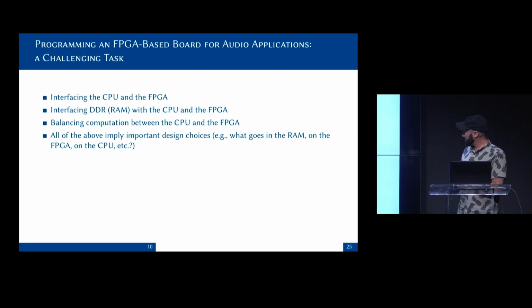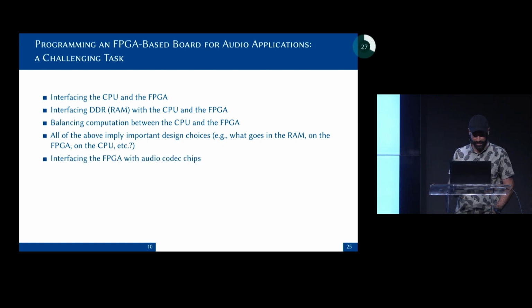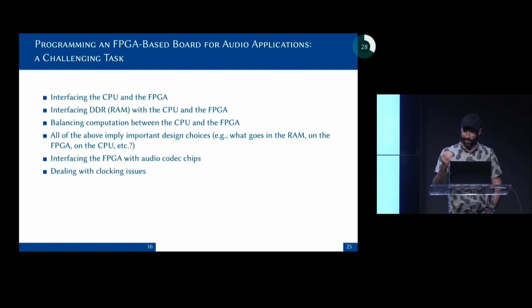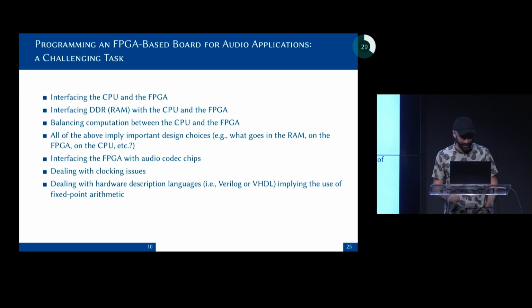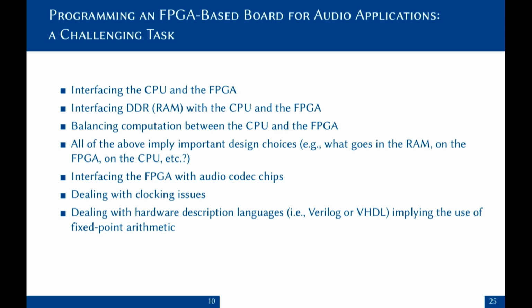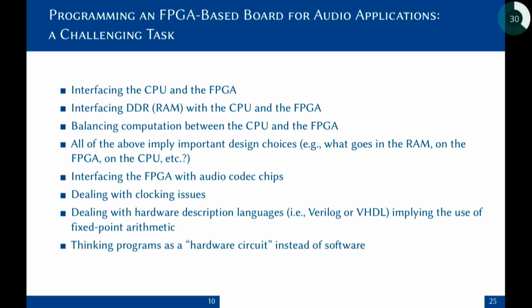All of those things imply potentially important design decisions on what goes where, so it's definitely more complicated than regular architectures. Interfacing the FPGA with audio codec chips can be hard too, dealing with clocking issues, because that's really the level at which you're working, dealing with hardware description languages like Verilog or VHDL, and implying the use of fixed-point arithmetic. You can't really do floating point on this system, so if you want to do audio processing, you have to do it the old way, and that can also be pretty rough. Thinking of programs as a hardware circuit instead of software is also another issue, because if you're a software engineer trying to program an FPGA, it's going to be pretty tough for you because of that.